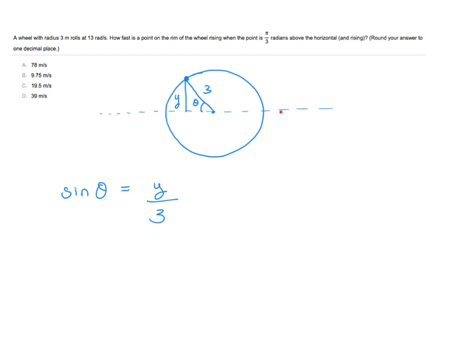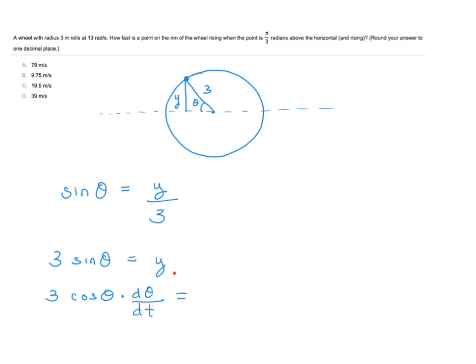So step 1 was draw a diagram. Step 2 is connect the variables that appear within your diagram. I'm going to multiply 3 to the other side of this equation and write this as 3 sine theta is equal to y. Okay, I want to know dy/dt. That means I have to differentiate both sides with respect to t. I'll start with this side. I'll copy down the 3, and I need to multiply by the derivative of sine of theta. The derivative of sine is cosine of theta, but since we're taking the derivative with respect to t, I need to multiply by d theta/dt.